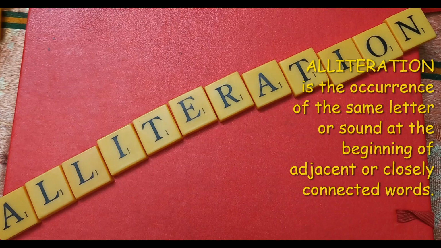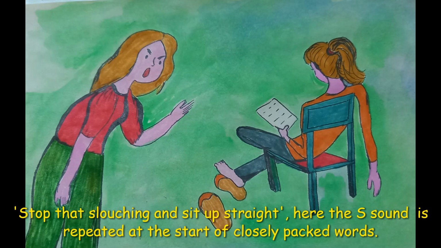Alliteration is the occurrence of the same letter or sound at the beginning of adjacent or closely connected words. Stop that slouching and sit up straight. Here, the S sound is being repeated at the start of closely packed words.